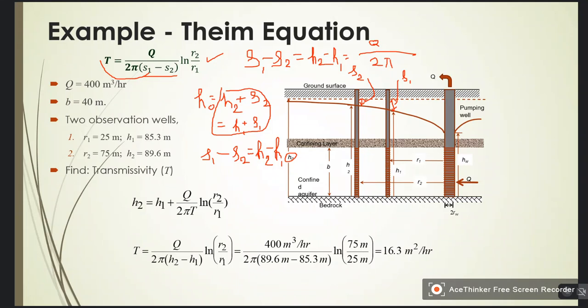Actually, we can leave it like this only. Anyhow, 2 pi T. I just wanted to show that this equation which we have considered and this equation are one and the same. So Q by 2 pi T into log R2 by R1.